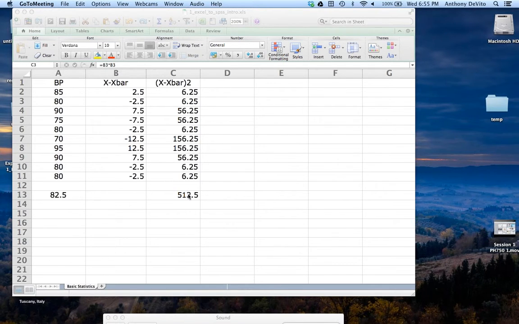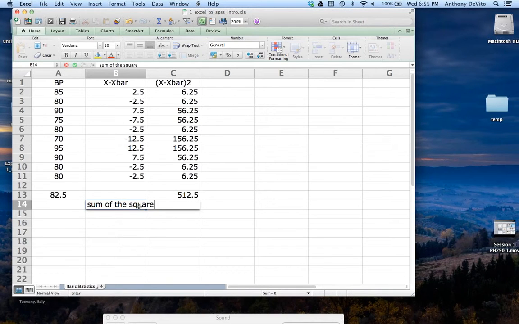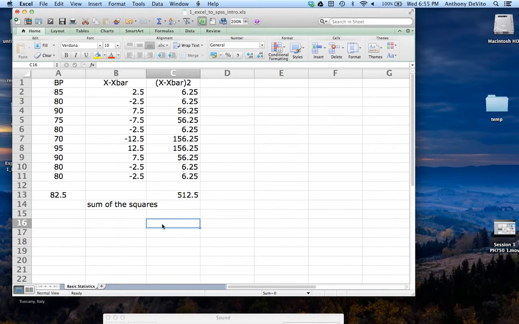Okay, so this number that we just created here is called the sum of the squares. That's the name of that function. A commonly used function, it's going to come up later on in the semester as well. You're talking about the 512. Yeah, that 512 is the sum of the squares.